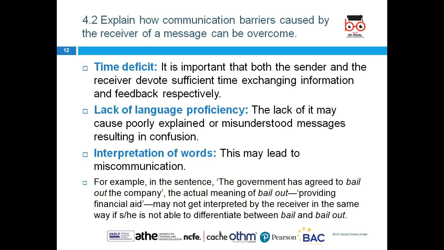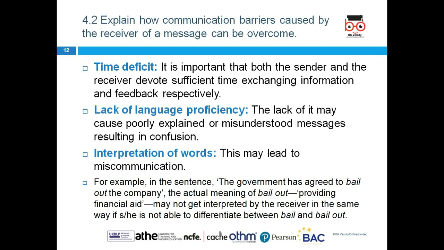Time. So it's important that both the sender and the receiver actually put down time to exchange information and to give feedback. So if you're rushed for time and you're trying to belt out a 5-minute email, which you know is going to take you 5 minutes, but you've only got 2 minutes to do it, you need to wait and put down time to it when you can do it.